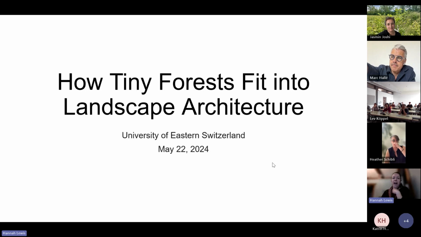We're just going to talk about how tiny forests fit into landscape architecture. And Jasmine, tiny forests, mini forests, microforests, pocket forests, little forests, I've heard. So the name evolves from place to place, but I think mostly it refers to the same idea.